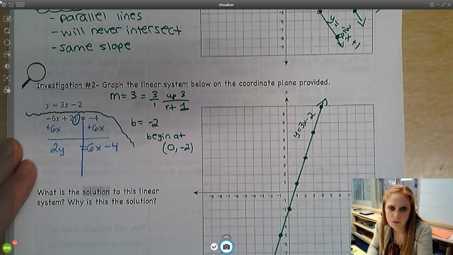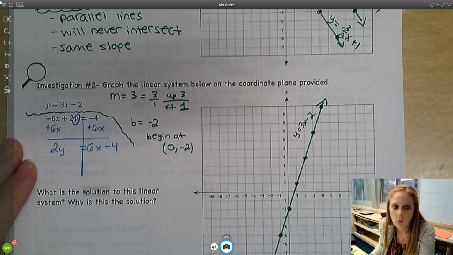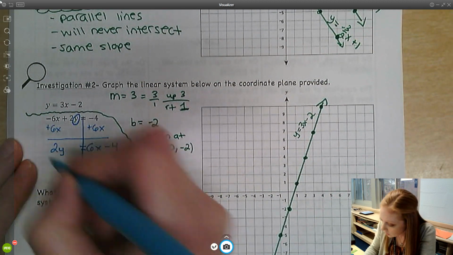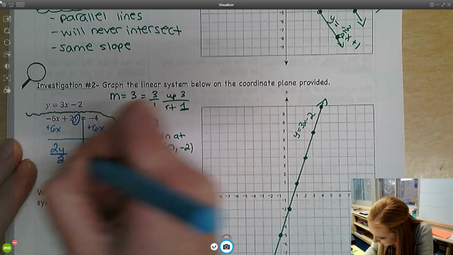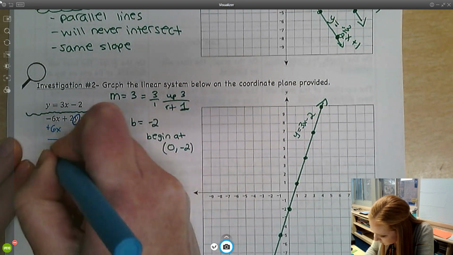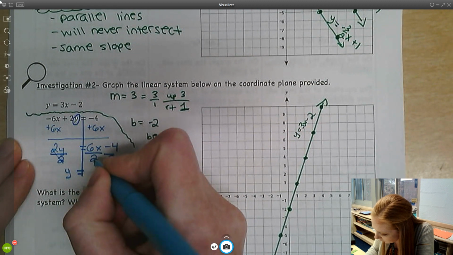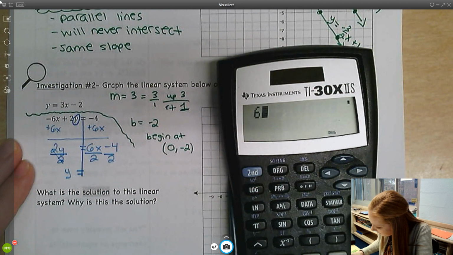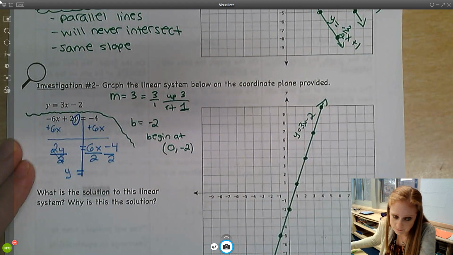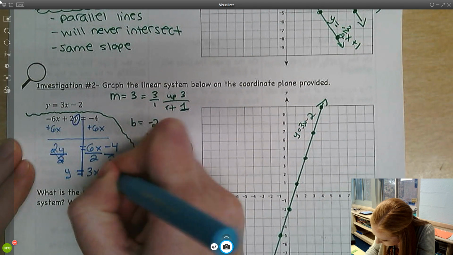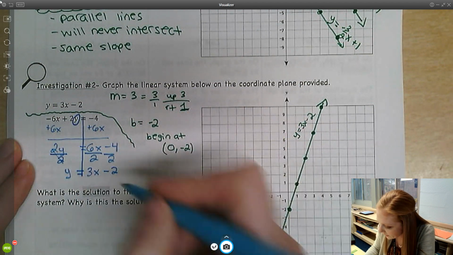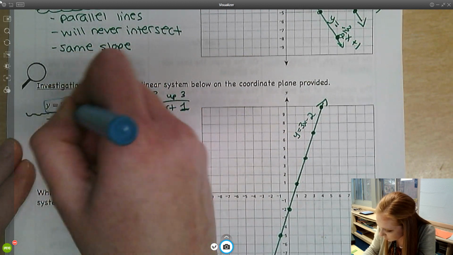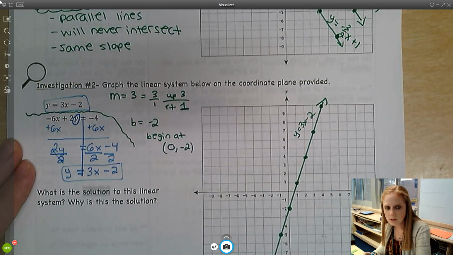I'm writing my 6x in front of the minus 4 because we want it to be in y equals mx plus b form. So the term with the x has to be in the front. We need that y by itself, so we're going to divide everything by 2. Then we'll be left with y equals 6 divided by 2, which is 3x, minus 2, because negative 4 divided by 2 is negative 2. Okay, so that is our second linear equation. This was our first linear equation. What do you notice about those two?